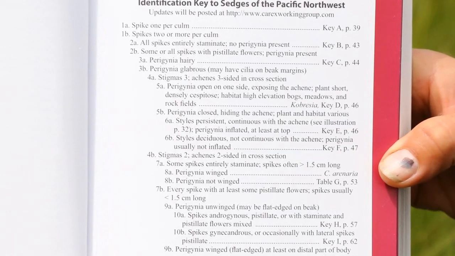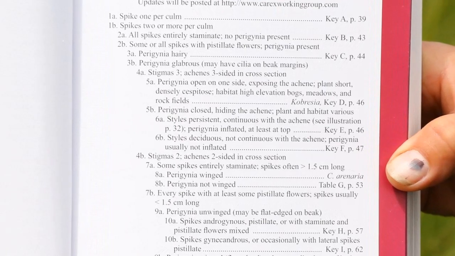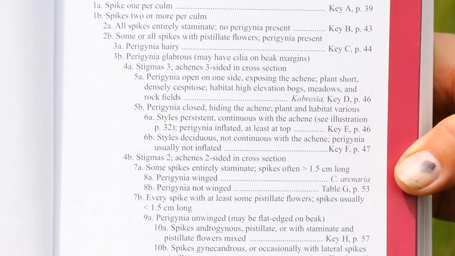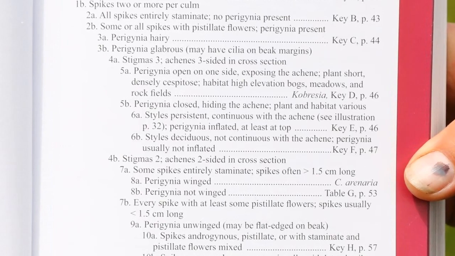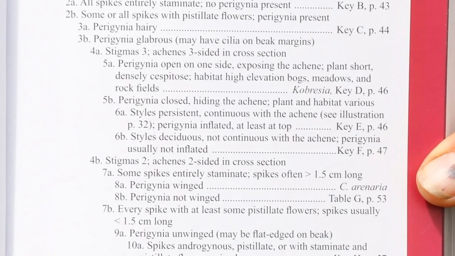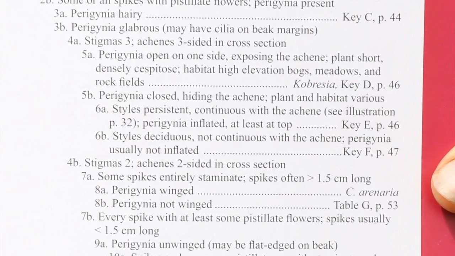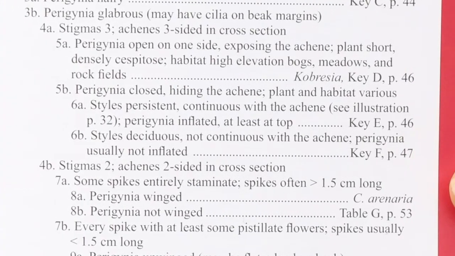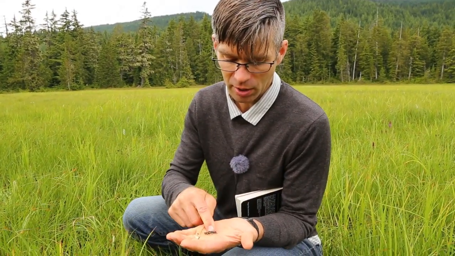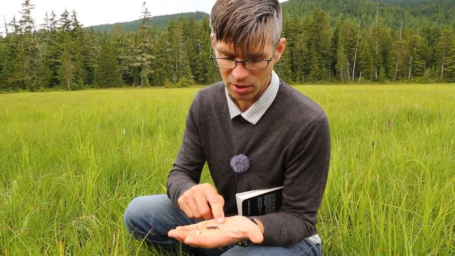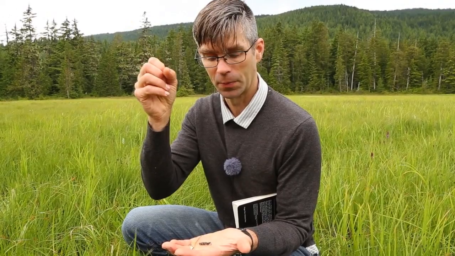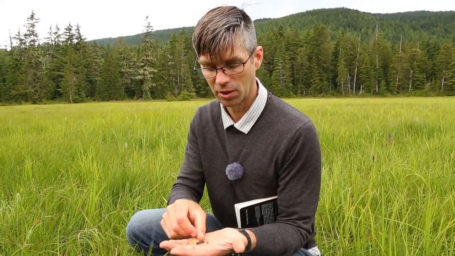6A says styles persistent, continuous with the achene, perigenia inflated at least at the top, or 6B styles deciduous, not continuous with the achene, perigenia usually not inflated. So when we pull off the perigenium and we see the achene, does it still have the style, which is the structure that supports the stigmatic surface on the top? Does it still have that? And it doesn't, it's fallen off. So the styles are deciduous.